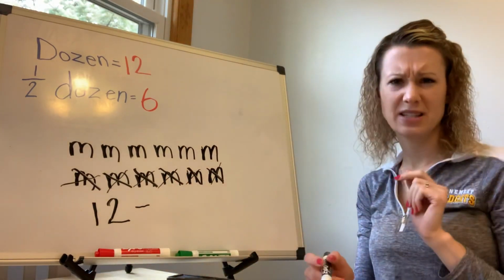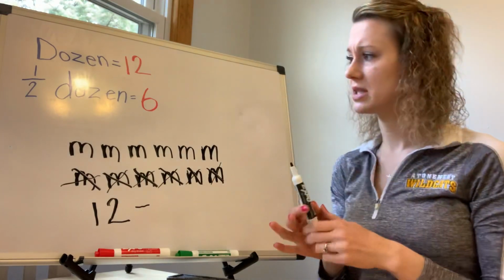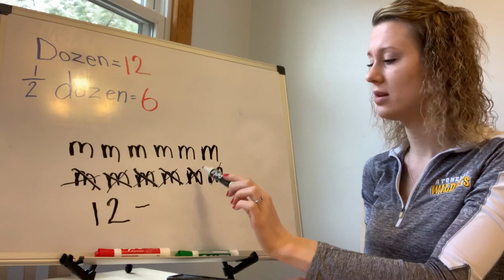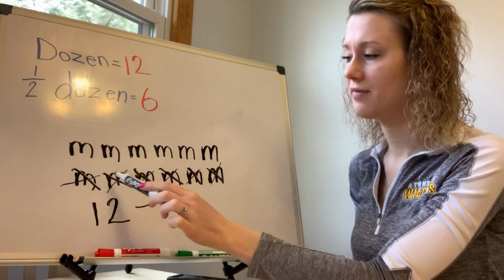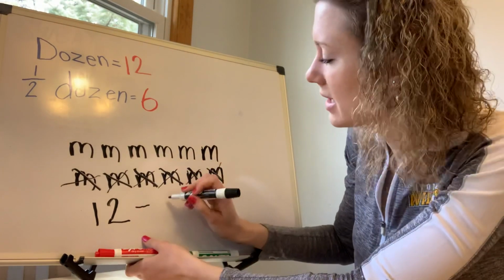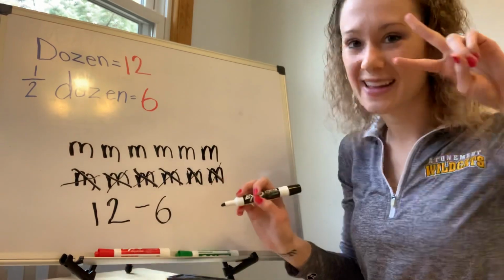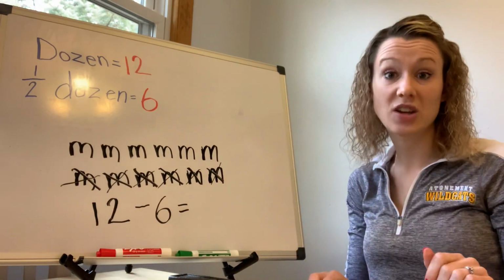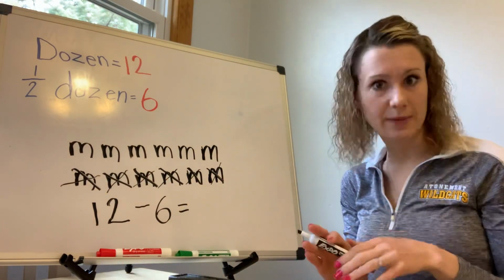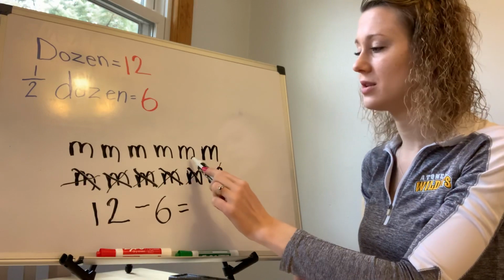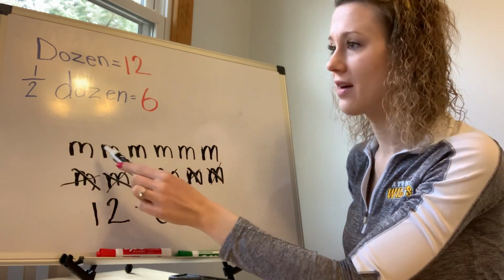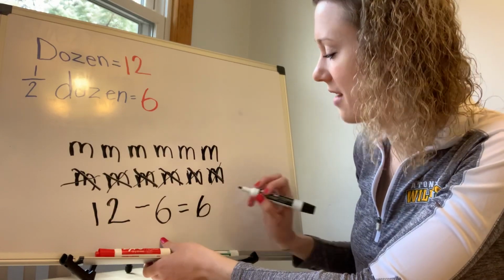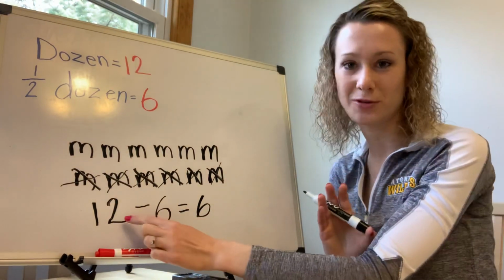12 minus, now how many did we eat? We ate a half dozen, so a half dozen means 6. And I can double check, see how many I crossed off. 1, 2, 3, 4, 5, 6. All right, so 12 minus 6 equals, how many muffins are still left that you did not eat that someone else can have? Let's see. 1, 2, 3, 4, 5, 6. If you ate a half dozen, there's still a half dozen left because 6 plus 6 equals 12.